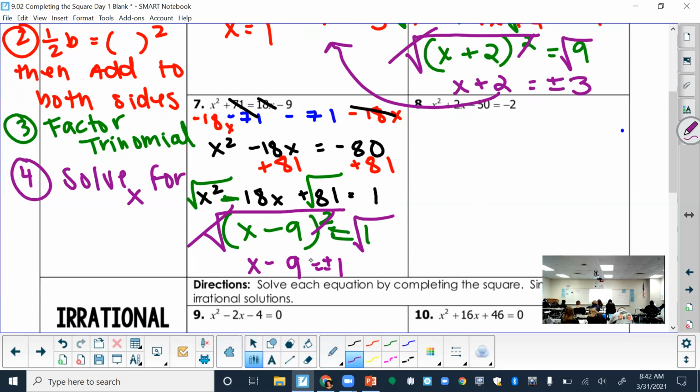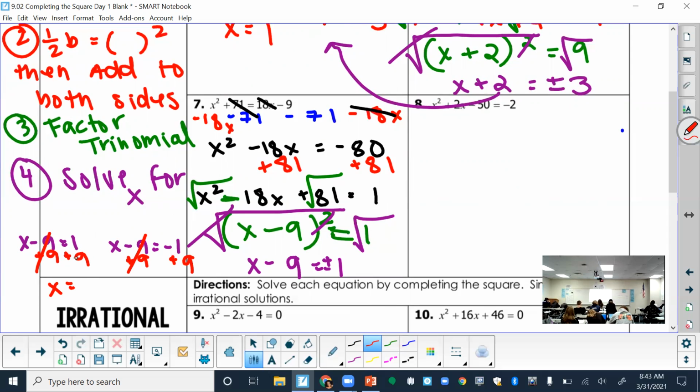Which means we'll break this into 2 equations and solve for the positive answer and solve for the negative answer. All right, do the opposite of what's being done. What's opposite of subtracting 9? Adding it. Do the same on both sides. Cancels out on the left side, so we isolated the x.